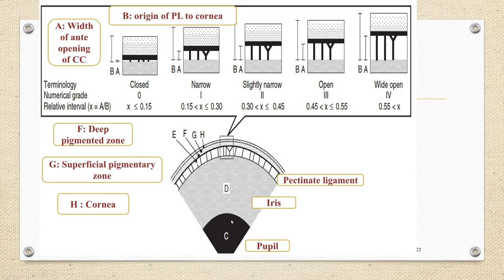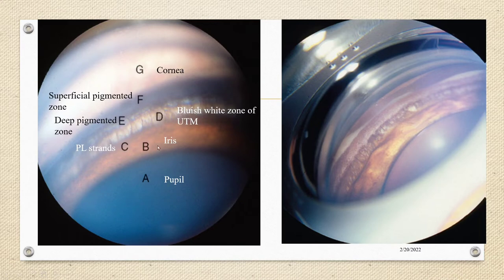If you look through the gonioscope, these are the common structures we will see. First the pupil, then the iris, then the pectinate ligament strands. In between are the gaps, the fluid pathways through which the aqueous humor exits the eye, then a depigmented zone and a superficial pigmented zone, and finally the cornea. You can see here the white tiny gaps, which indicate an open angle. There is no problem in the iridocorneal angle.